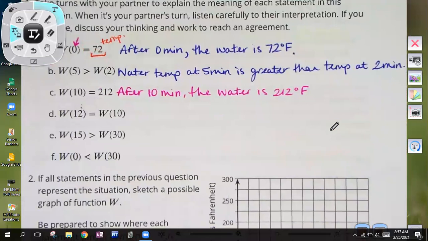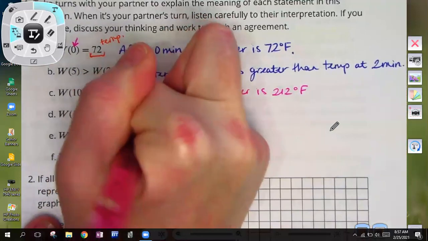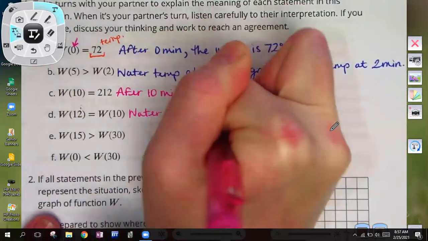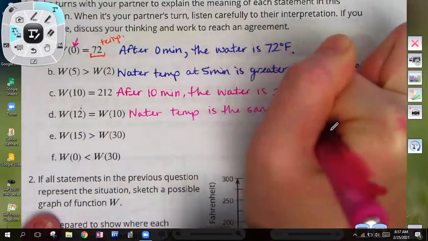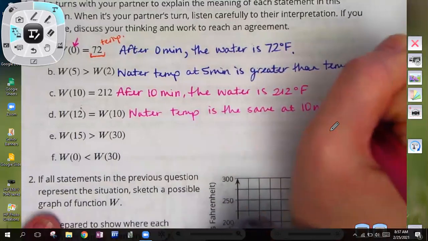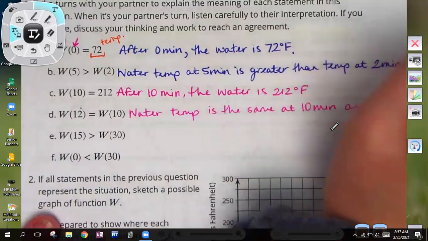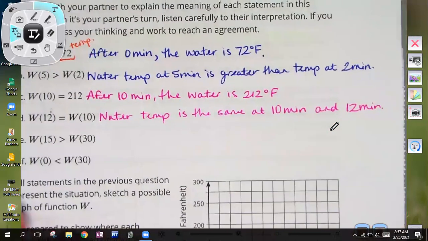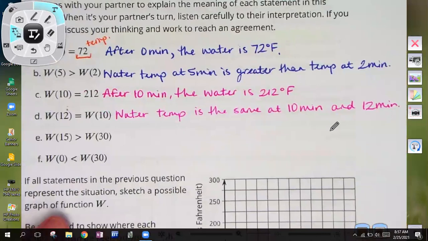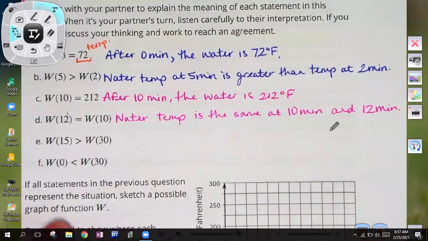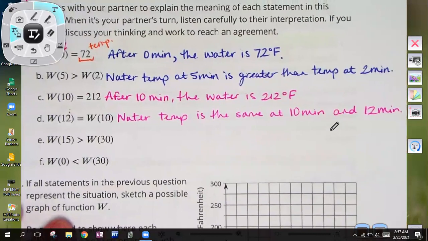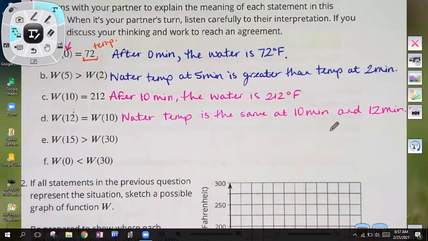Okay, what does D mean? Ava? The water temp is the same or equal at 12 minutes. Okay, so how is it going to stay the same? Why is it not increasing anymore? What do you think happened? Boiling point. Topped off. The stove probably got turned off, okay? Now the water's just at the same temp.